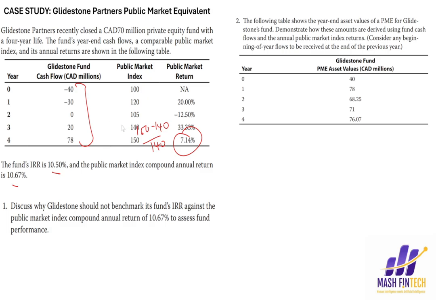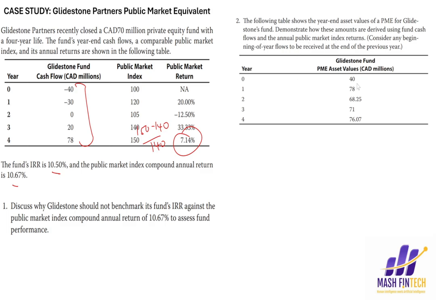So that comparison might not be an appropriate comparison. All right. The second question is you look at this table and you demonstrate how these amounts are derived. So show how these amounts are derived and consider any beginning of year cash flows to be received at the end of the previous period, right? So how do they get these cash flows?